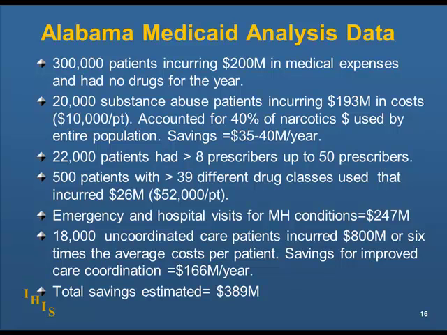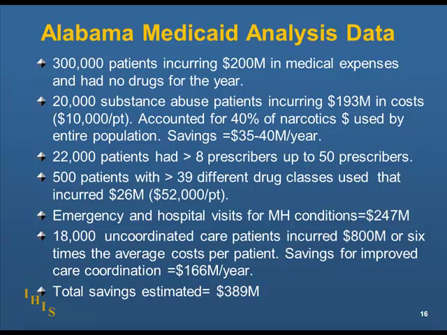We had more than 22,000 patients who, as you heard earlier, had more than 8 prescribers. We had patients that had 50 different prescribers. Hard to believe. 500 patients that had more than 40 different drug classes that they were utilizing meds from. Just those 500 patients incurred $26 million a year. That was over $50,000 per patient.